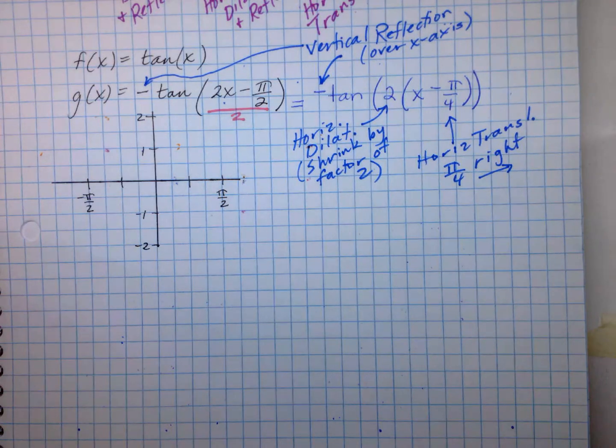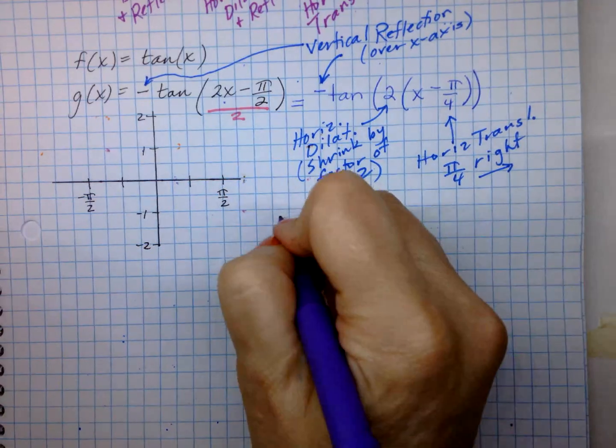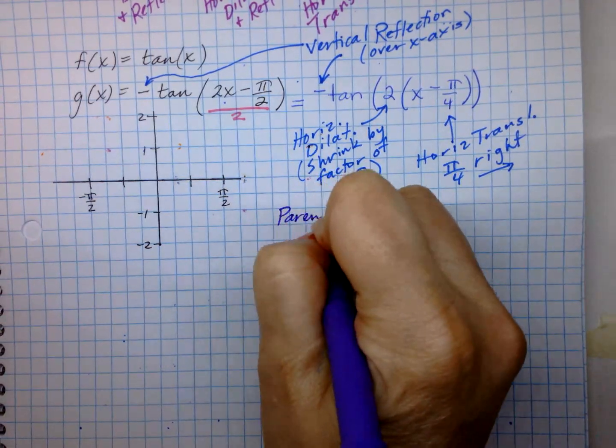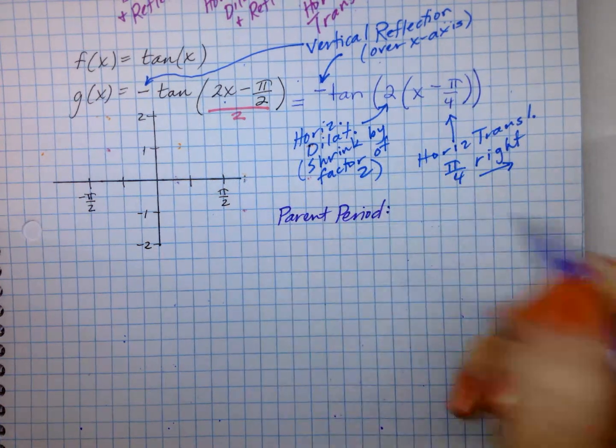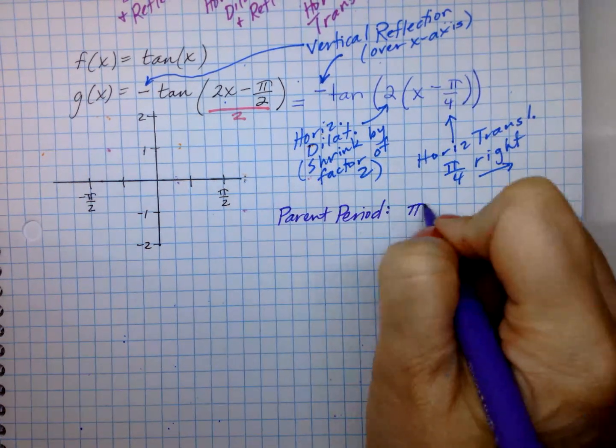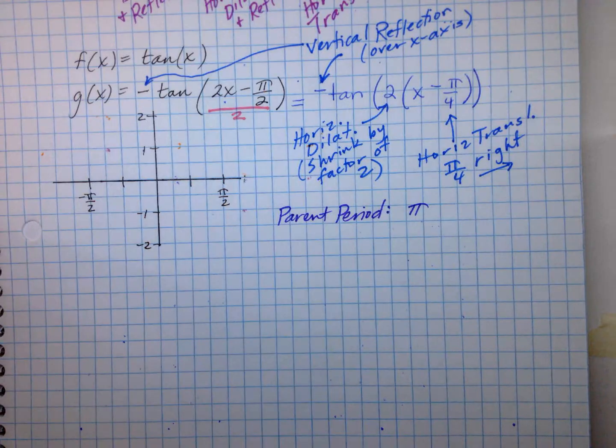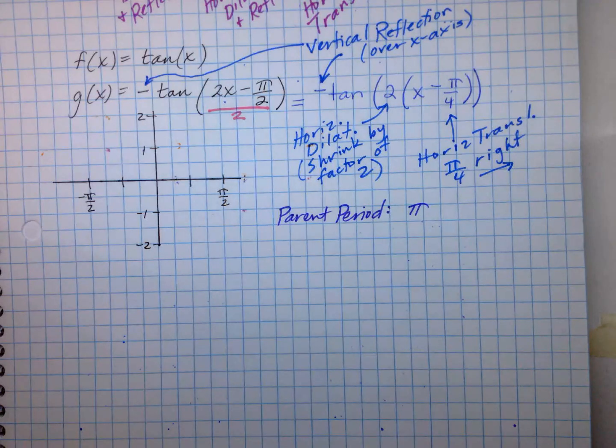We know that the tangent of x has a period of pi. That means it repeats every pi units across the graph. And that's how much of the domain you have to graph to be able to see the entire pattern of the graph itself.